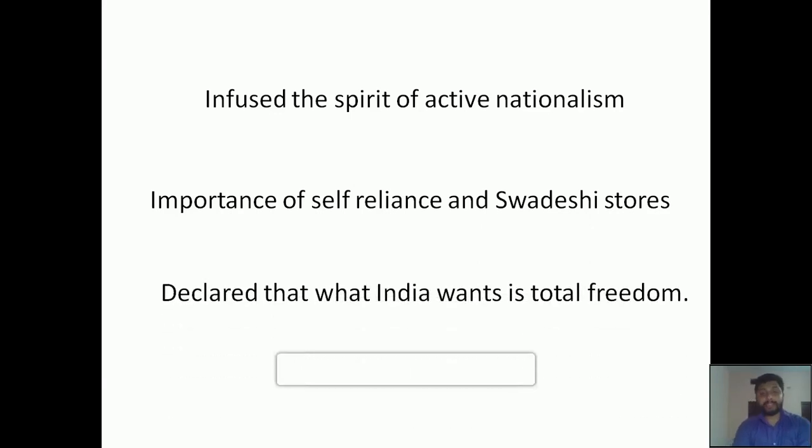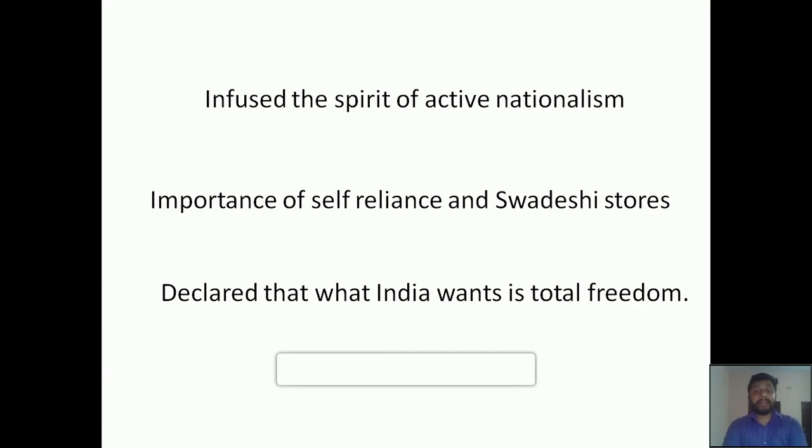Then the next one: declared that what India wants is total freedom. We can understand it when we look at the early nationalist leaders and assertive nationalist leaders. Early nationalist leaders were demanding freedom, but under the British administration, under British rule. But the assertive nationalist leaders told that we need complete freedom, completely free from the British. If there is a government, it should be ruled by Indians for Indians. So that was the demand.